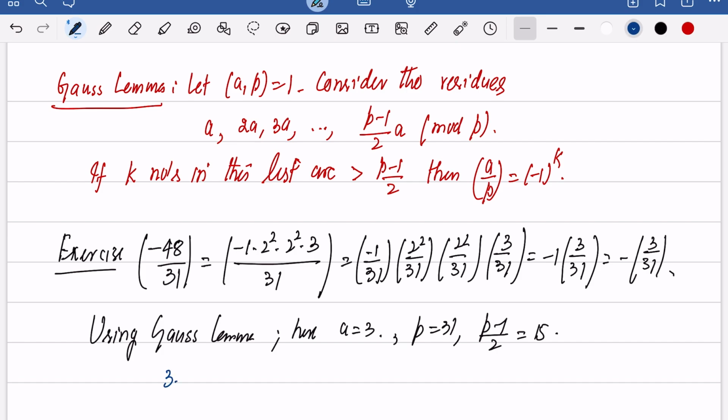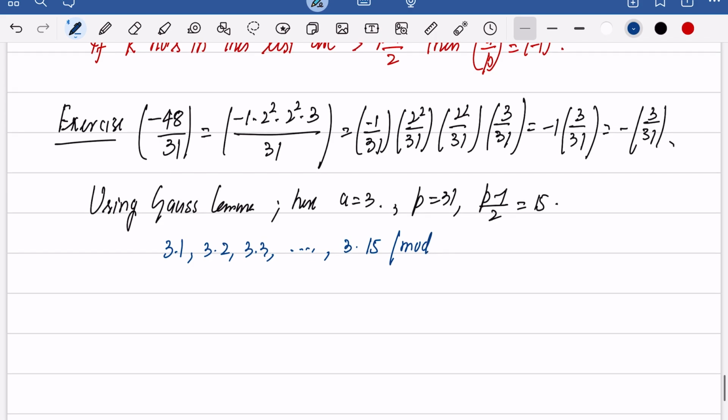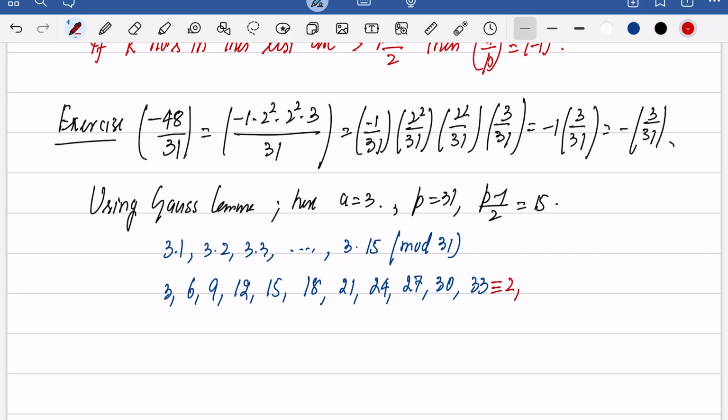So we have 3 into 1, then 3 into 2, then 3 into 3, up to 3 into 15. We have to evaluate all of them modulo 31. So this is equal to 3, then 6, then 9, then 12, 15, 18, 21, then 24, then 27, then 30. Now these are all reduced modulo 31. Now the next number will be 33, which is congruent to 2 mod 31.